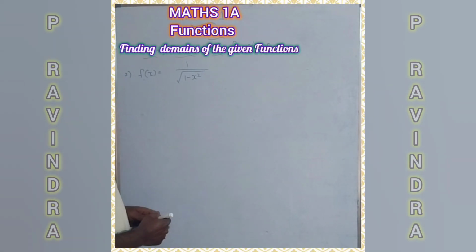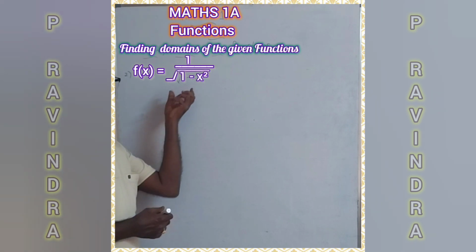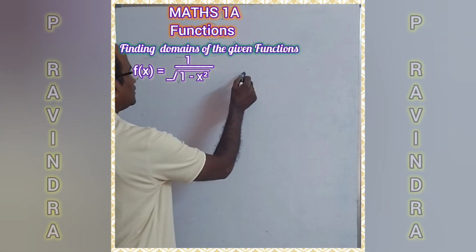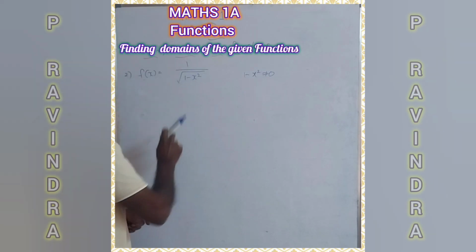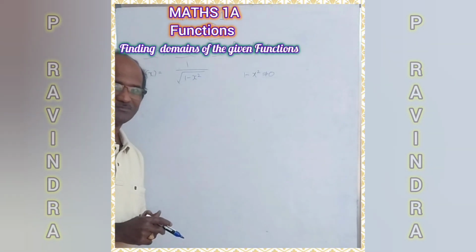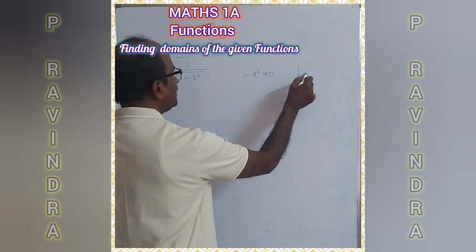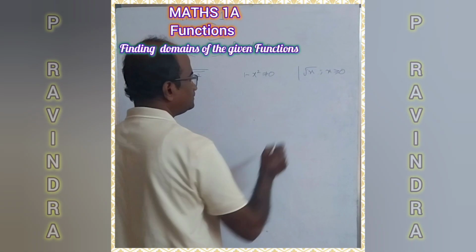Next sum. We have to find domain of f of x equal to 1 by root of 1 minus x square. Now here also the main part of the function is in denominator. So initially the denominator must not be equal to 0. And also here if you observe 1 minus x square is under root. So any number under root must be positive or equal to 0.